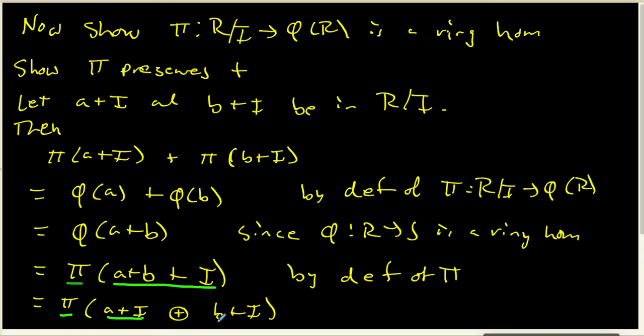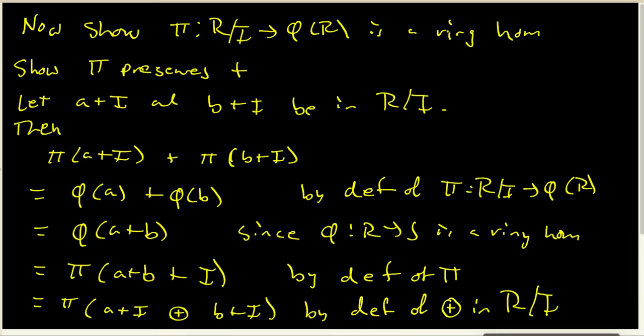And so I know that pi of A plus B plus I is just pi of A plus I plus B plus I, and this is by the definition of the addition inside the ring R mod I. And when we look at this, what we see is that pi does indeed preserve addition. So this particular thing has been done.